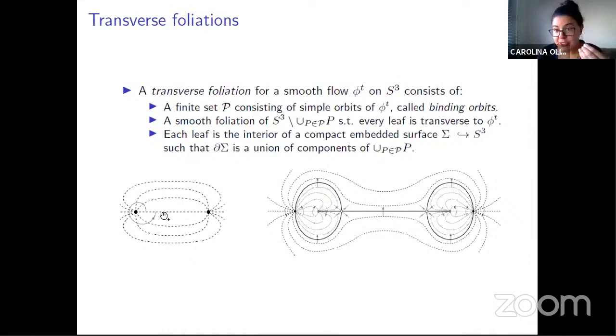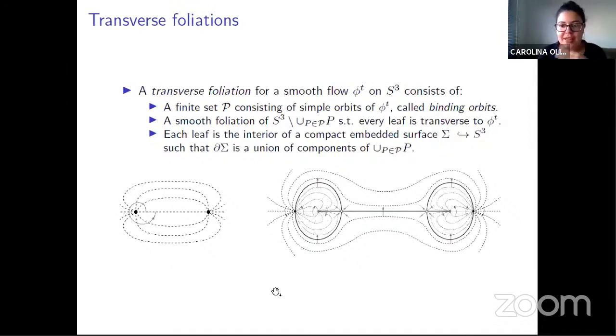So one particular case of these transverse foliations is an open book adapted to the flow. In the case of an open book, we have just one family of leaves. All of them are diffeomorphic, and all of them have boundary in the same link. Like in this picture here, you can think of this as a transverse section of your manifold. These dots represent an orbit entering the screen and exiting the screen, and these are disks transverse to the flow.